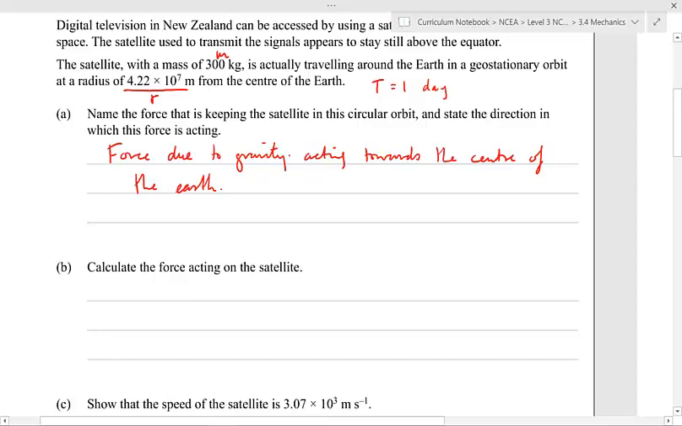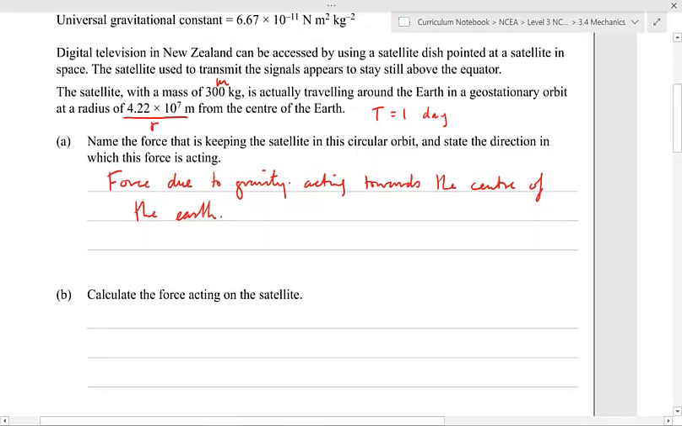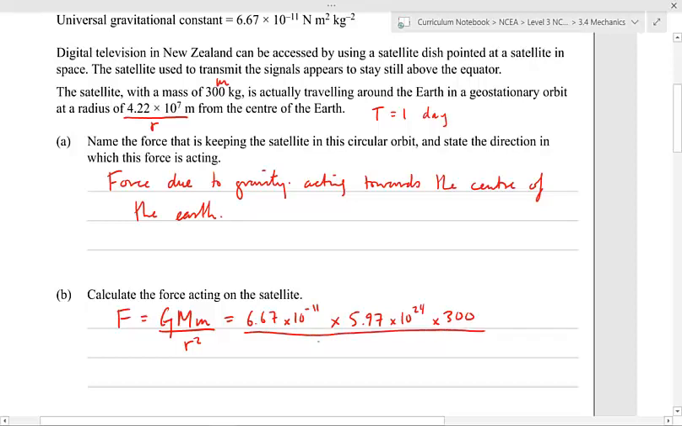Calculate the force acting on the satellite. Well, the force is the gravitational force, and we know that F is equal to G M m over R squared, which is equal to 6.67 times 10 to the negative 11 times the big M was 5.97 times 10 to the 24 times the little m, which was 300, and that's all divided by R squared, which is 4.22 times 10 to the 7 squared.